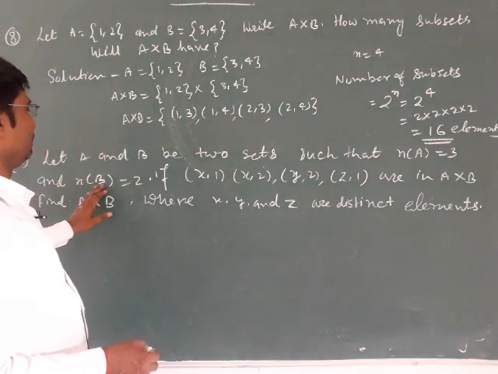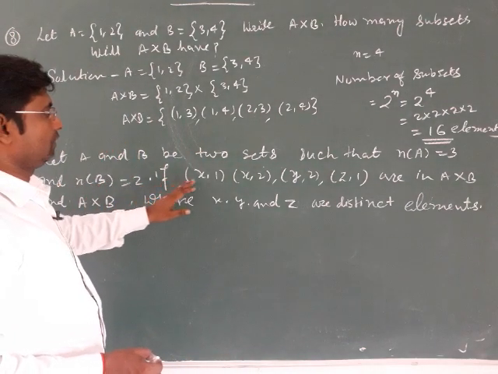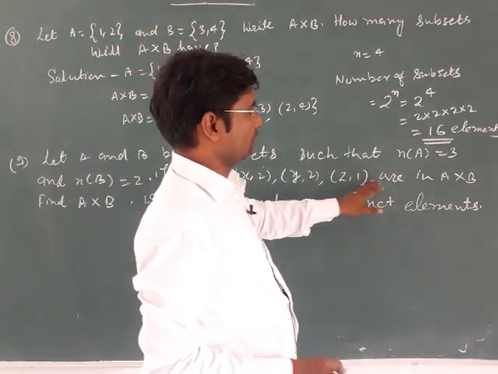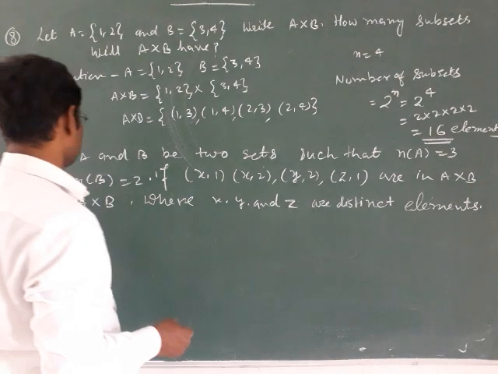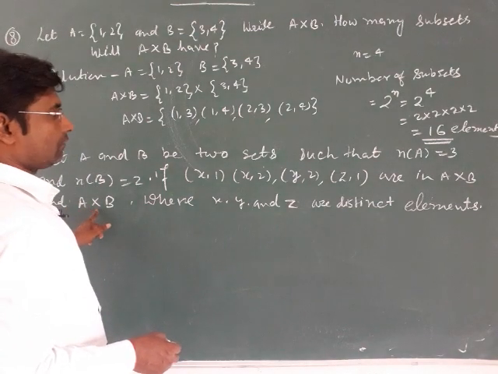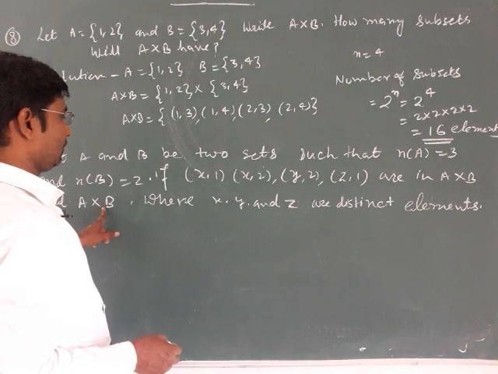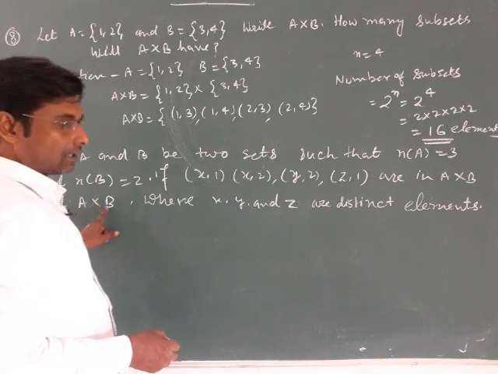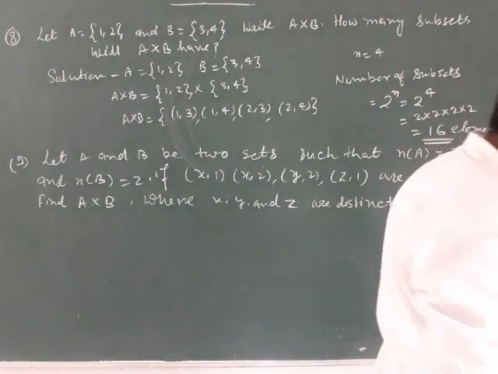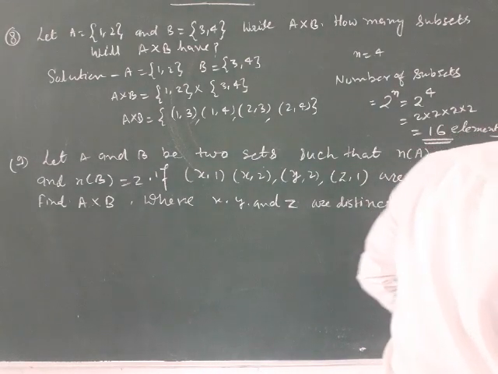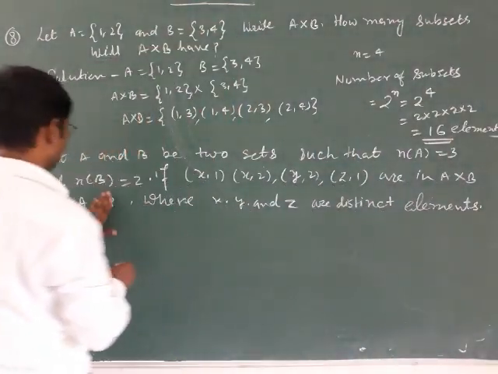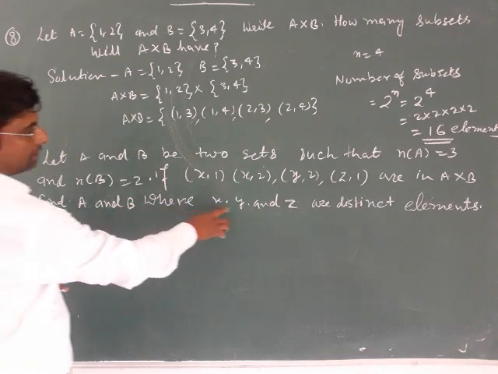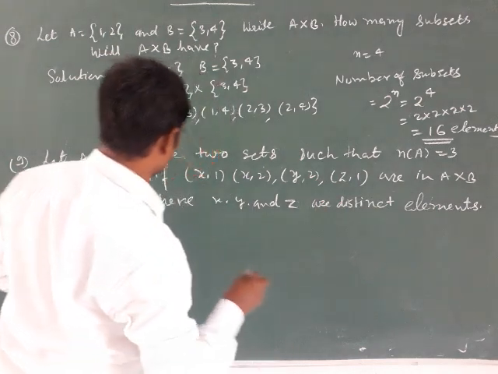Question 9. Let A and B be two sets such that set A has 3 elements and set B has 2 elements. If (x, 1), (y, 2), (z, 1) are in A cross B, find A and B, where x, y, z are distinct elements.